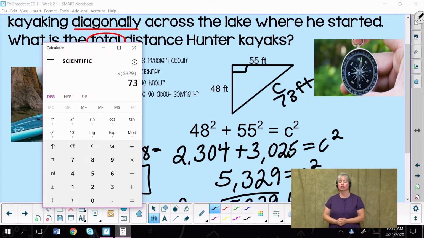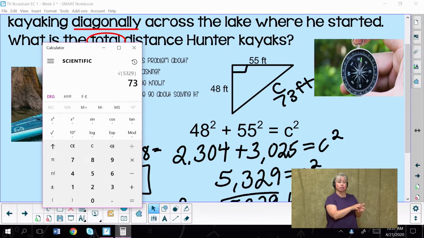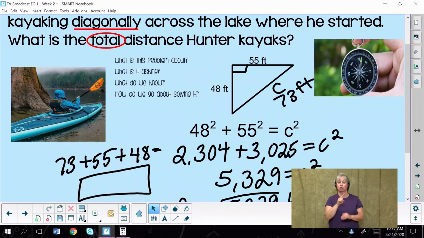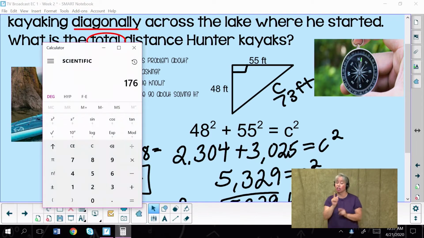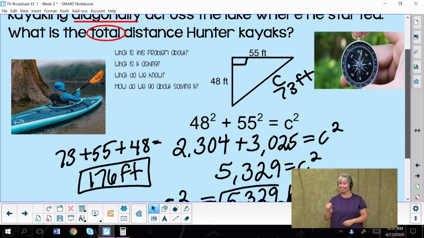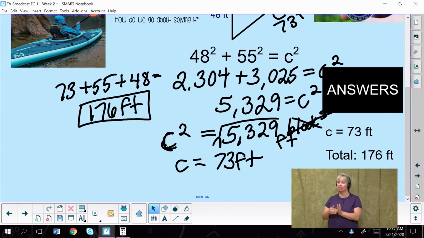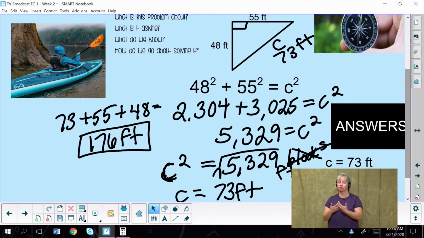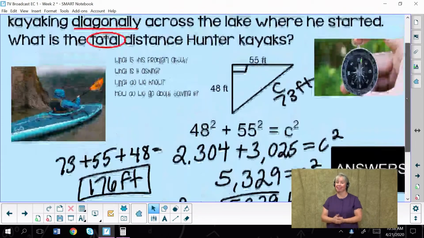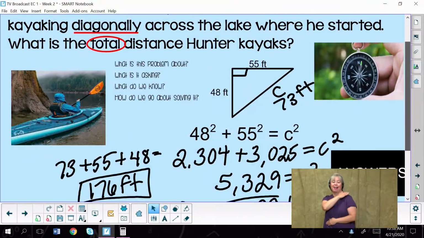So let's go to our calculator. We're going to do 73 plus 55 plus 48. 176 feet is what he kayaked in total. Double check it. Yes. And our little reference, just to be sure. Yes, 73 feet diagonally and 176 feet in total. Great job. Give yourself a hand on that one.